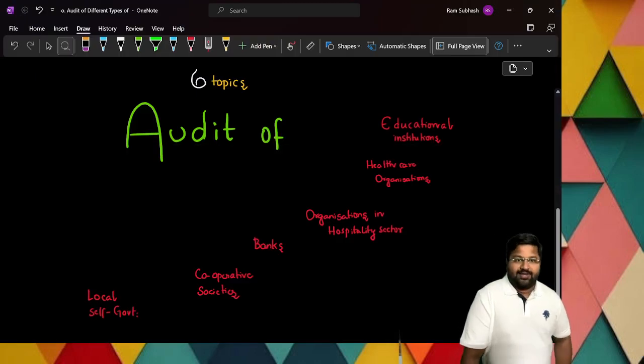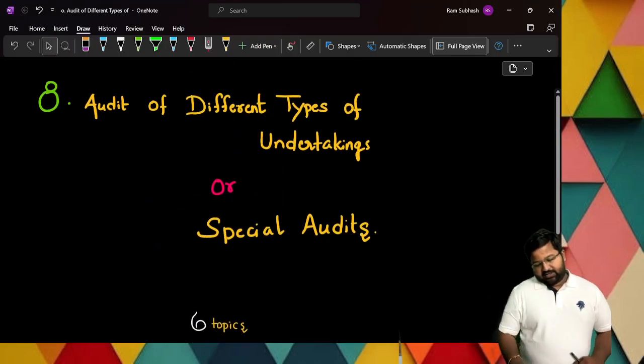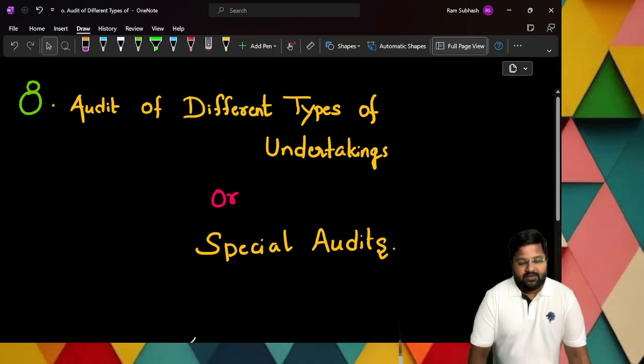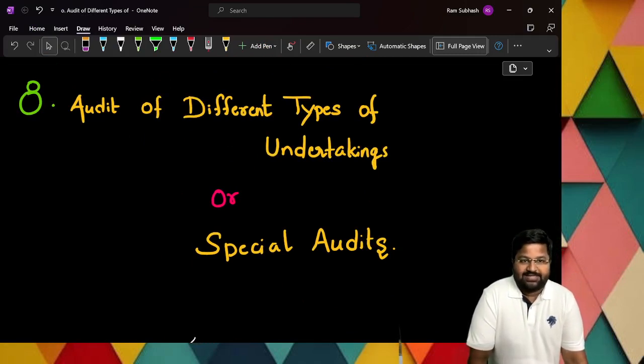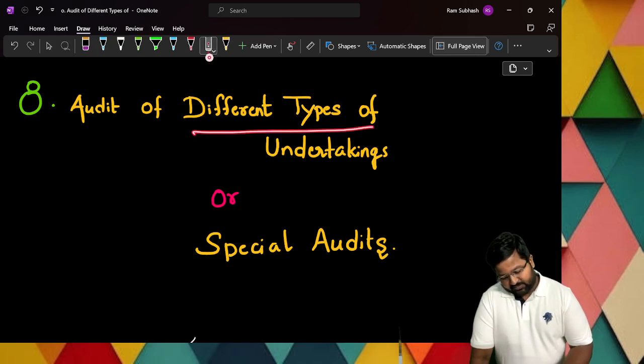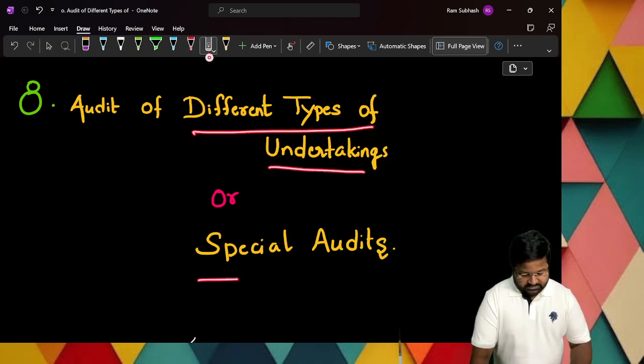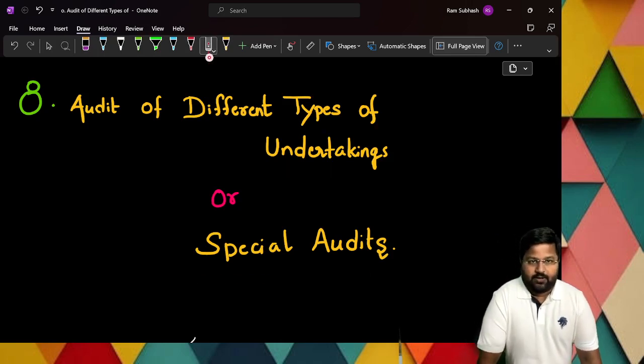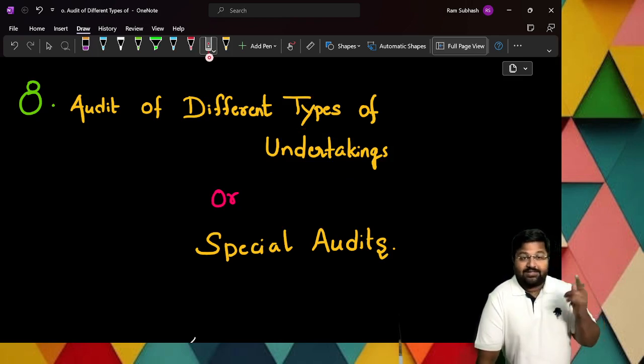Hi, good morning. In this session, what we are dealing with is audit of different types of undertakings, or special audits. This topic has two names. The first name is nothing but audit of different types of undertakings, or special audits.